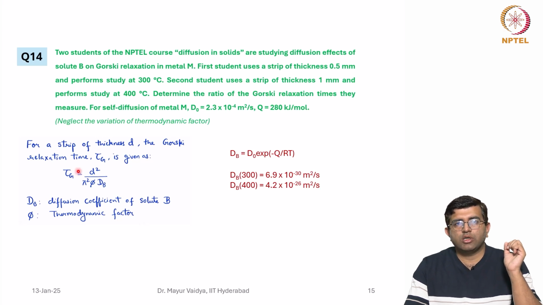So, if you put this in this equation and take the ratio, here I have taken the ratio of first to second. So, in that case you get a ratio as 1.5 into 10 power 3. Sorry, it is second to first.